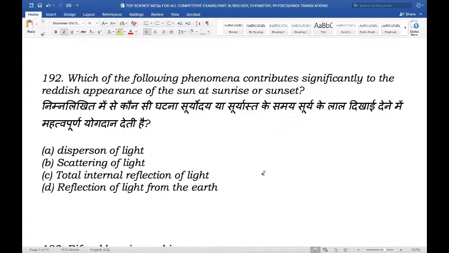So the reddish appearance of the sun at sunrise or sunset is due to B, scattering of light. Within visible range of light, the red light scatters the least by atmosphere gas molecules. At sunset or sunrise, sunlight travels a long path, which is why the blue light is removed, leaving red light to be visible.